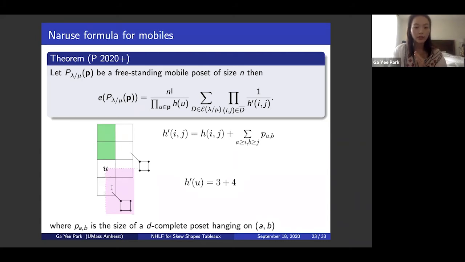So this shaded, highlighted area is the area that we are looking at, if there's a D-complete poset being hung on any of those things. So there are 2 D-complete posets being hung, but only this one is in pink. So we are only going to count this when we want to calculate the hook length of U. The original hook length was 3, but now because we are also counting this D-complete poset, which is of size 4, we have to add, and the new hook length is then 7 for that element.